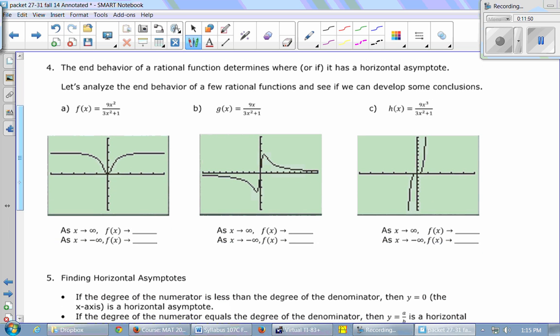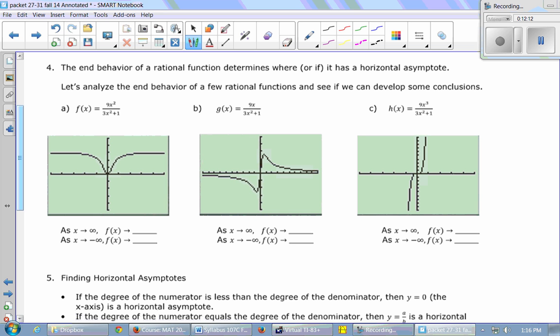So we're all set with the denominator. We've completely analyzed what the denominator does. Now I want to look at the end behavior of a rational function. The end behavior of a rational function determines where or if it has a horizontal asymptote. So let's look at the end behavior of a few rational functions, and we'll try to develop some conclusions.